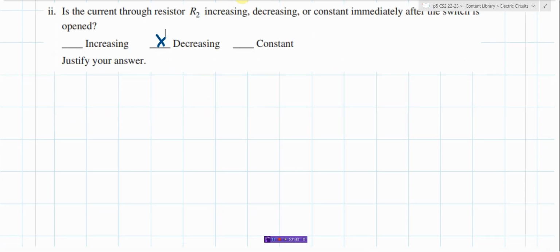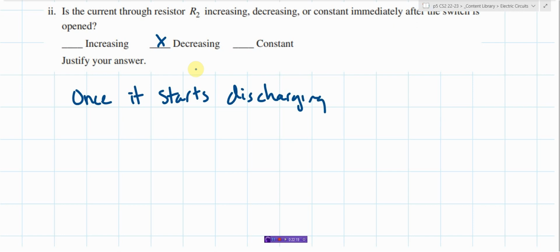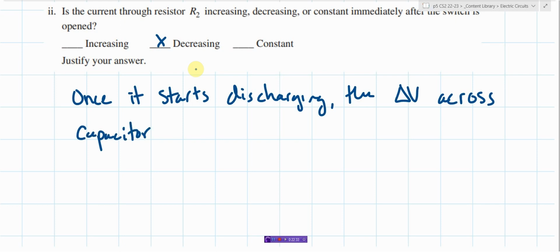And this is just 1 point. So 1 point for clicking decreasing and for correct justification. So you could say things like, once it starts discharging, the delta V across the resistor decreases or gets smaller. Sorry, not across the resistor. The delta V across the capacitor decreases. Therefore, the current through the whole thing decreases.